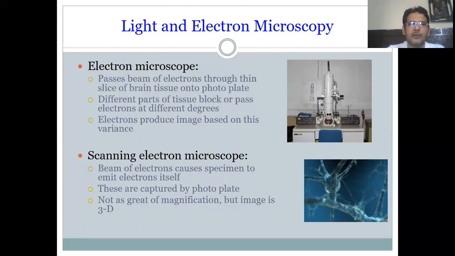So in the electron microscope, what happens is that it passes beams of electrons through a thin slice of brain tissue onto a photoplate, and different parts of the tissue block or pass electrons to different degrees, and the electrons produce an image based on this variation. So images are produced; electron microscopes are being used. I used to do this in Japan, but now there are so many different approaches being used. For example, there is now cryo-electron microscopy that is also being introduced in different countries of the world, and these are very powerful microscopes because otherwise we have to prepare the samples and it takes a lot of time to investigate just a single sample.